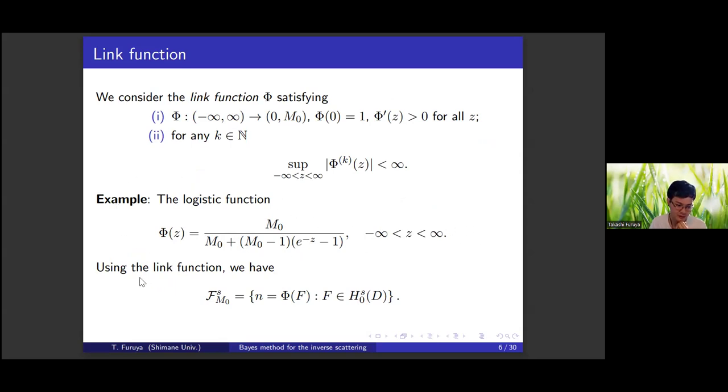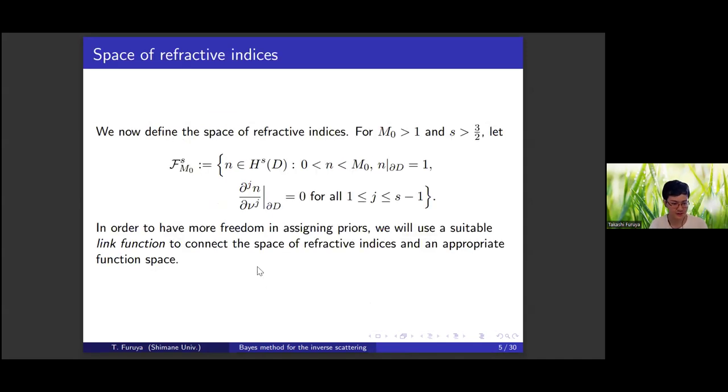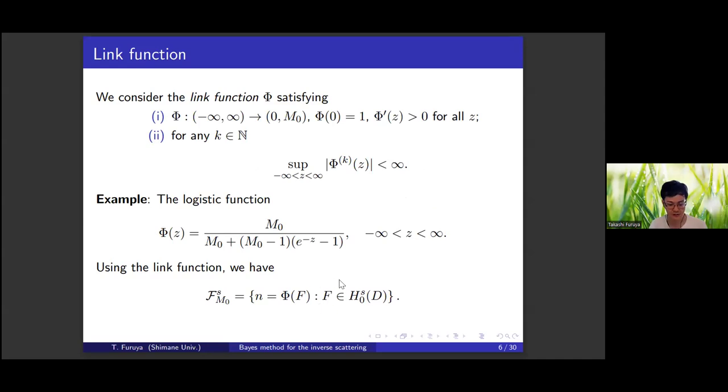But anyway, if we use the link function, we can also have the space of the refractive index, given by n equals the link function of f. F is just a Sobolev space with regularity S. That means it is not difficult to sample from this space, because there are many conditions. Our idea is to sample from some appropriate function space. This is just a Sobolev space, and then after the composition with the link function, we can make some refractive index.